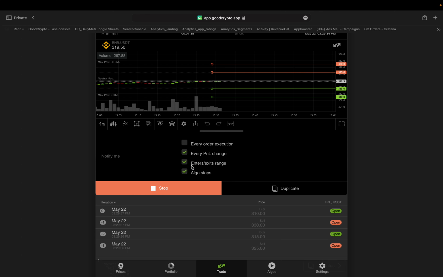You also get a separate notification when it enters or exits the range. So if the price goes above the grid and leaves the range, you'll get a notification. If it then goes back down, you'll get another notification.